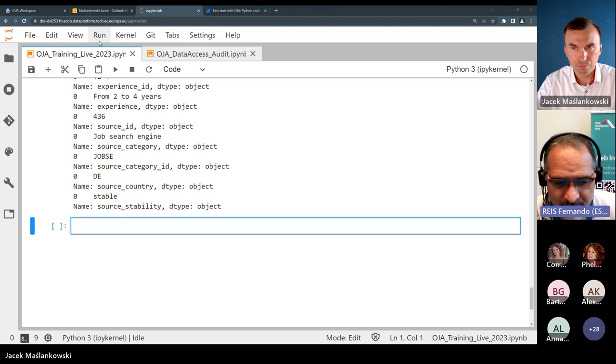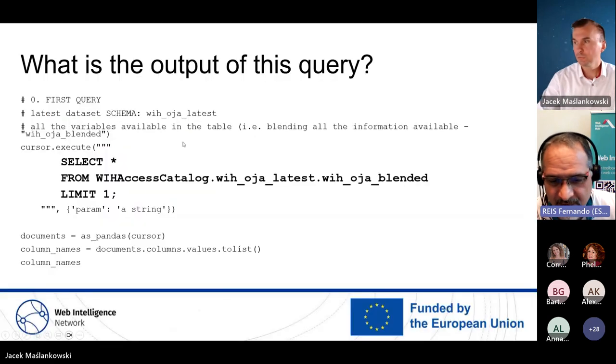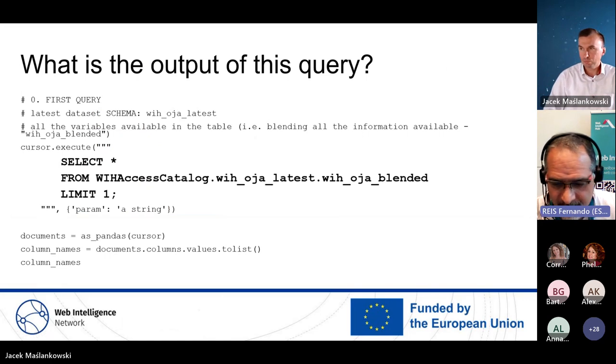So in order to reduce the amount of joins, which are very expensive. And when you have a very large amount of data, sometimes it's not feasible. So this is actually how the data is stored.